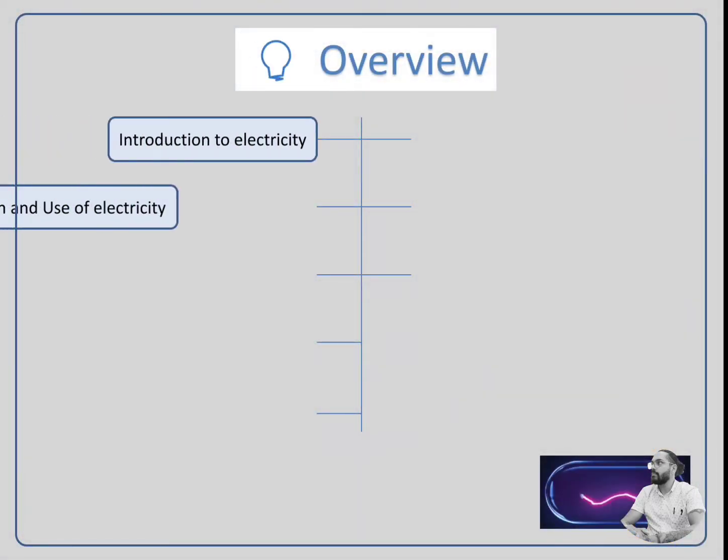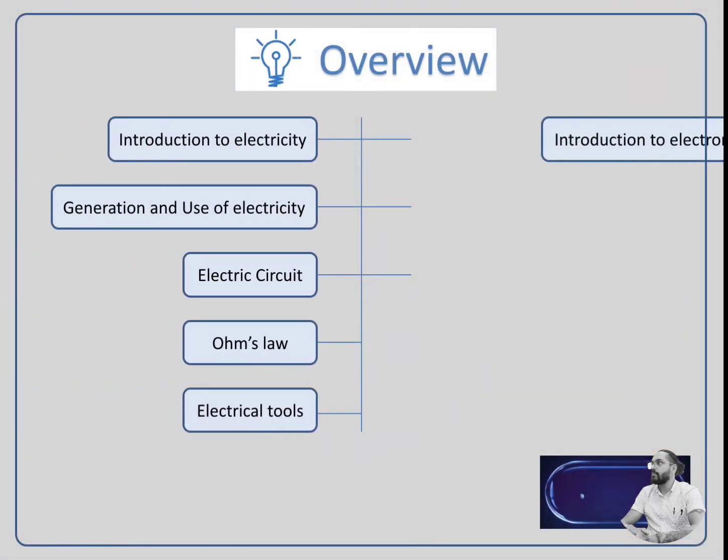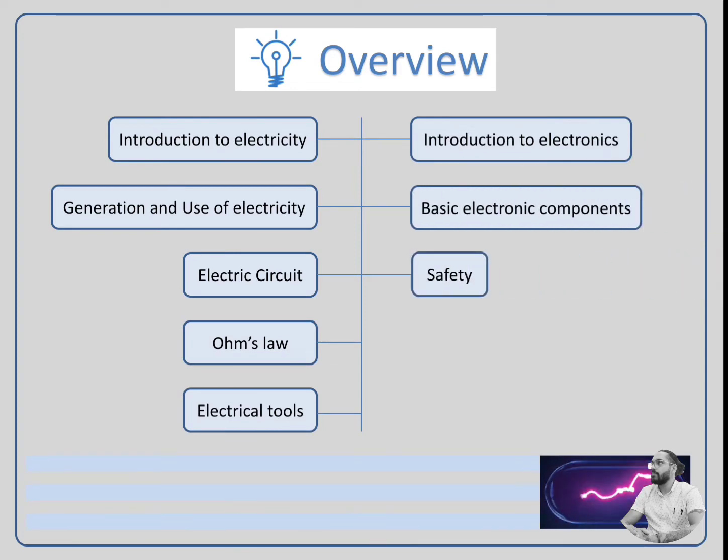So let's outline the overview of this chapter. We are going to have a look at the introduction to electricity, generation and use of electricity, electric circuit, Ohm's law, electrical tools, as well as introduction to electronics, basic electronic components, and safety.